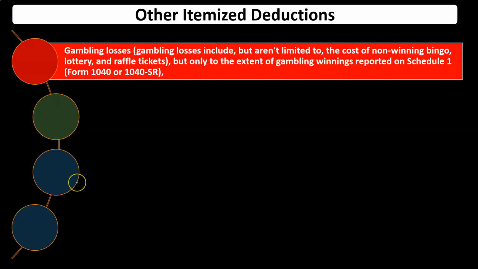Other itemized deductions, gambling losses. Gambling losses include but aren't limited to the cost of non-winning bingo, lottery, and raffle tickets, but only to the extent that gambling winnings are reported on Schedule 1. So this could happen in a couple different scenarios. You'll run into this from time to time if you do enough tax preparation, and you might have a situation where someone won some money.